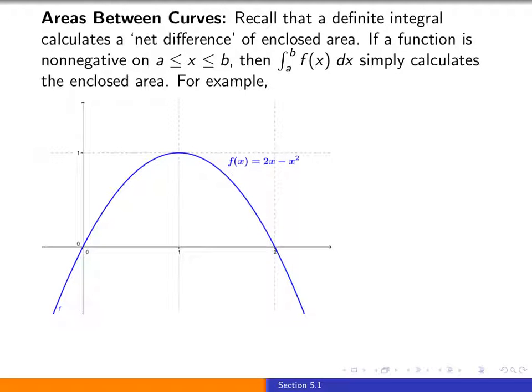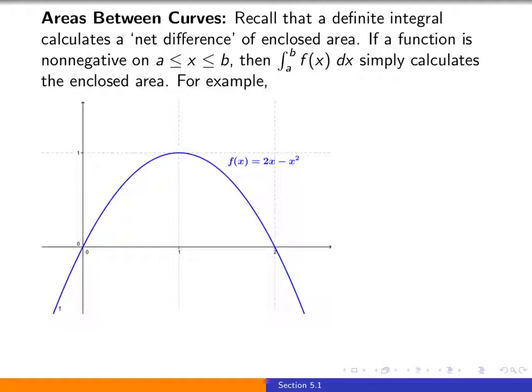In this video, we will discuss an application of definite integrals, which is calculating areas enclosed between curves. But let's start by reminding ourselves what the definite integral itself calculates. It calculates a net difference of enclosed areas.